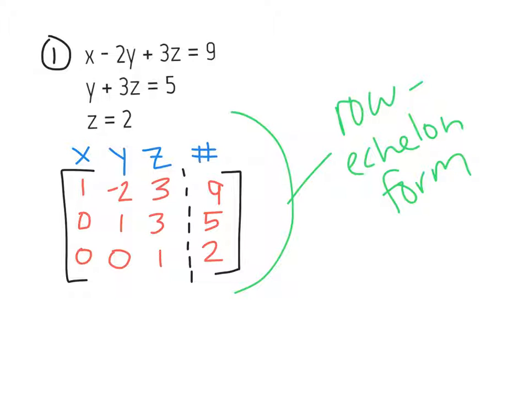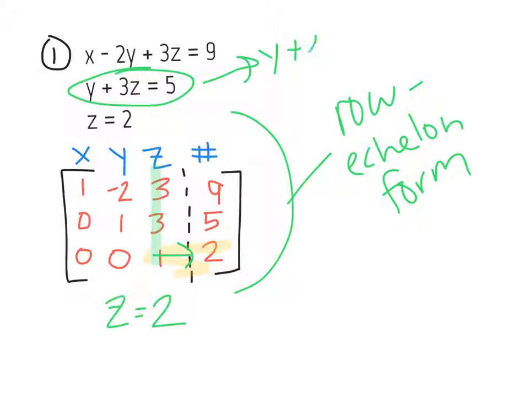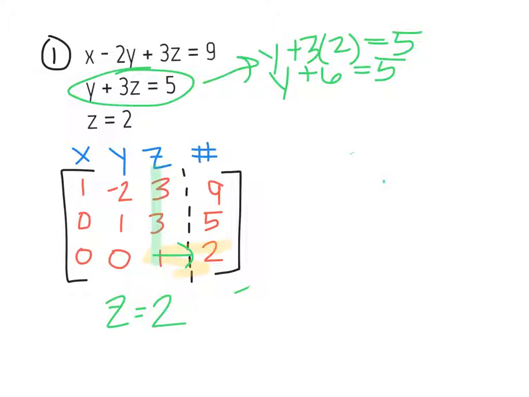So here's what we can do. We can use the bottom row to figure out one of the variables. So if you look right here, we have the z column with a 1 in the very bottom row. So that's saying that z is equal to 2. So z equals 2. So now we can substitute z into another equation. So if you go into this equation right here, we'll substitute in. So we get y plus 3 times 2 equals 5. Solving that, we get y plus 6 equals 5. And then we have to move the 6 over. So we get y is equal to -1.